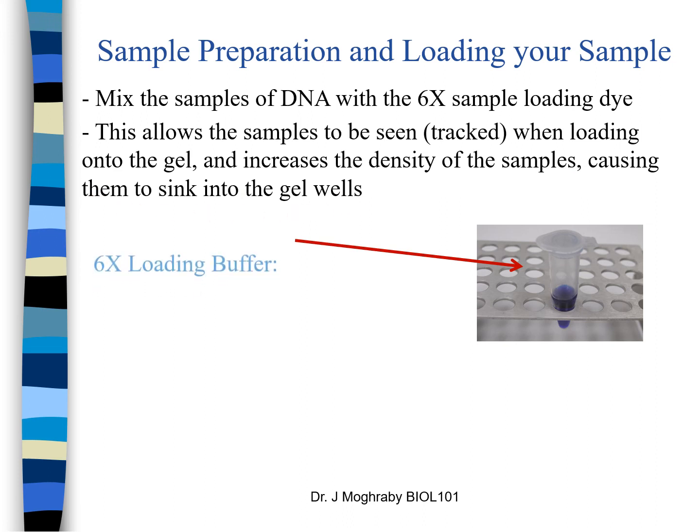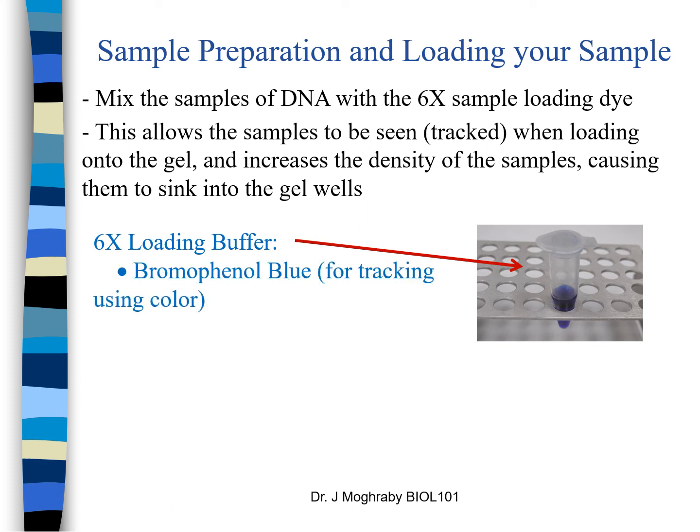So what that means is that the 6 times loading buffer has two components: a bromophenol blue dye for tracking the DNA. And what that means is that it allows us to see, not to visualize the DNA, that will be for ethidium bromide, but to track the DNA, so that when it is run from the negative to the positive side, we can track to see where the DNA has gone. Because we don't want our DNA to fall off the gel. This is for tracking, the bromophenol blue component.